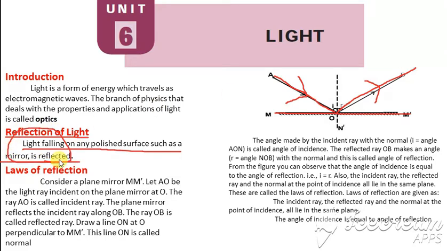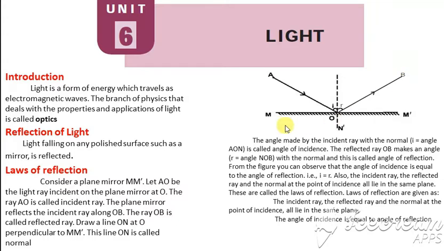That is called reflection, and we have certain laws for reflection. For considering the laws of reflection, let us consider the plane mirror M dash. Let AO be the light which is incident on the plane mirror at the point O. So AO is an incident light, incident at the point O. Then the ray AO is called the incident ray.